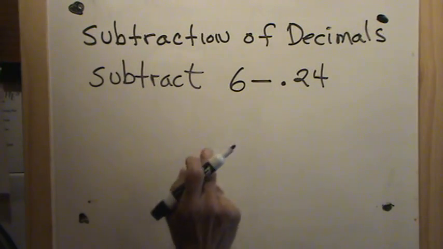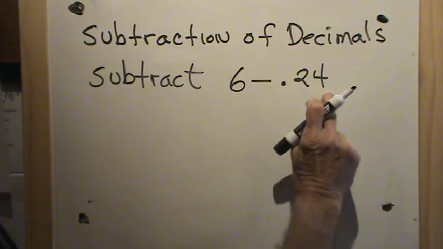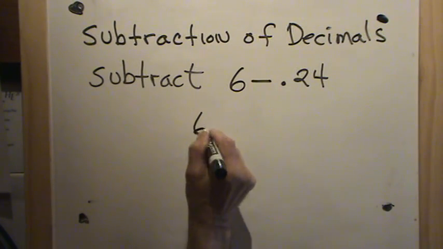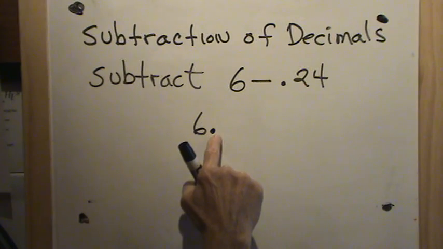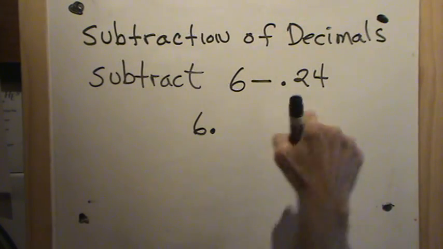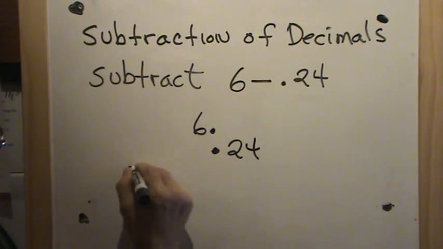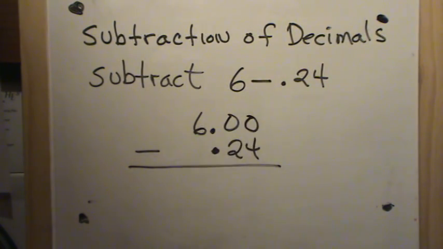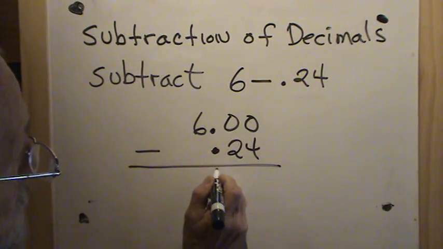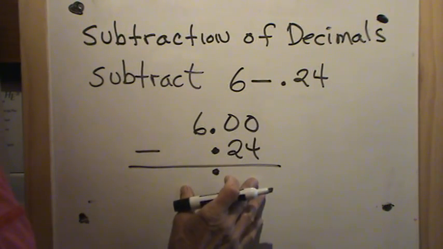Now here we have a whole number minus 24 hundredths. Well, we know the whole number has a decimal point here. And now we line up the 24 hundredths and we have to put our zeros here as placeholders. And then we put our decimal point down here and then we just simply subtract.